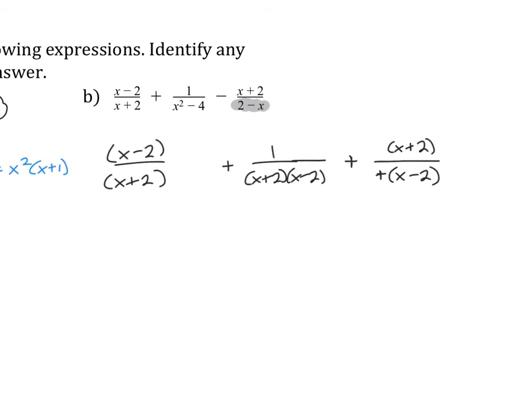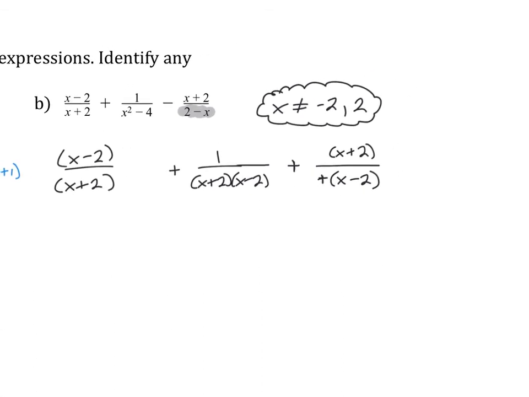So now we can list out our excluded values. So I can see from this factor that x cannot be negative 2. Negative 2 is already covered, and then x cannot be positive 2. And again, positive 2 is already covered here. So there's our excluded values. And now we need to figure out what our LCD is.